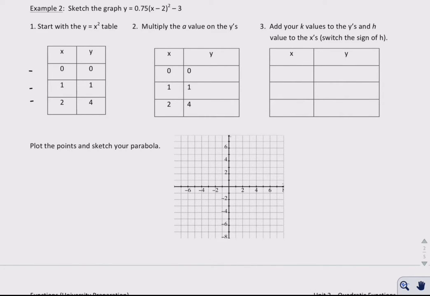Step number 2, you multiply the a value on the y's. In other words, all the y values over here get multiplied by a. And what is a? Well, 0.75. So let's look what happens.